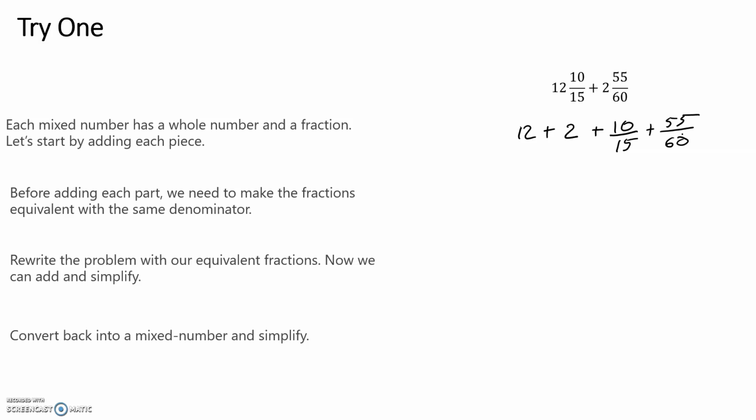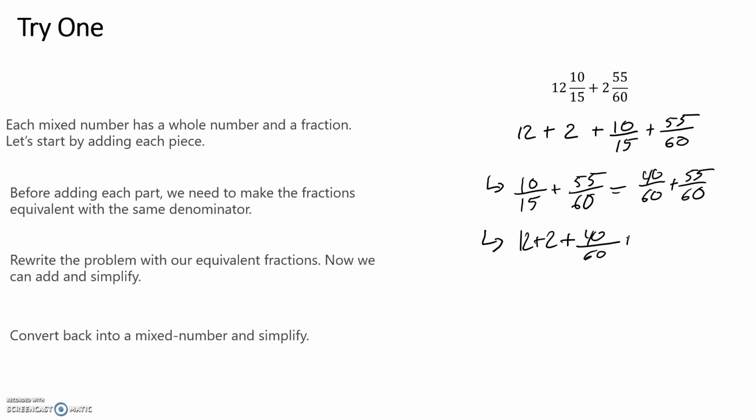I take care of these fractions to get them the same denominator. So 10/15 plus 55/60. 60 is a common multiple of 15, so that's 40/60 plus 55/60. Now I'm going to rewrite my expression: 12 plus 2 plus 40/60 plus 55/60. That's going to give me 14 and 95/60.